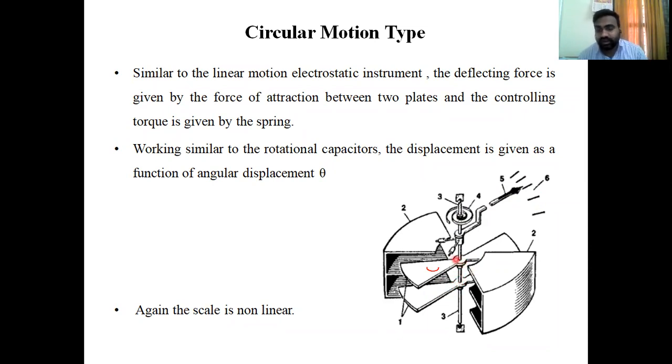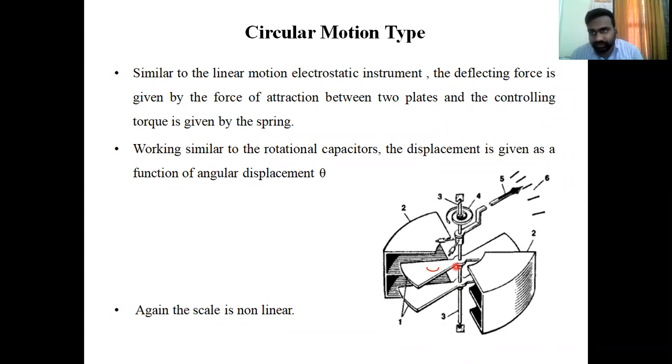They will attract, and with that attraction or repulsion the spindle will rotate, and the needle will start deflecting from one position to another position. That means the torque is created with the help of the force of attraction or repulsion. Deflection torque is created by the force of attraction between these two parallel plates. That means this looks like a rotating capacitor.